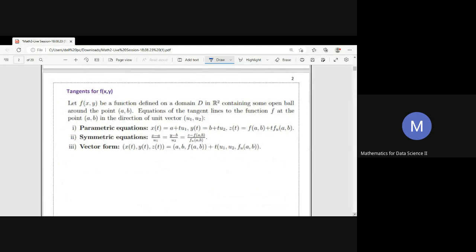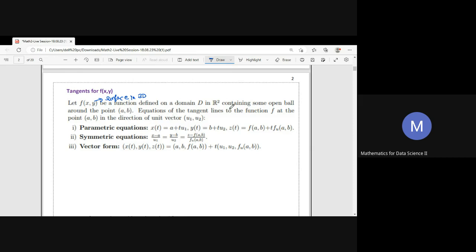So after this, we saw what are tangents for f of x comma y. Let f of x comma y be a function defined on a domain D in R2 containing some open ball around the point a comma b. So you are having some surface and you want to find what is the tangent for this function. Now this is a surface. F of x comma y means the graph of this is actually a surface in 3D, right? So you are having a surface in 3D and you want to consider a point a comma b for this surface.